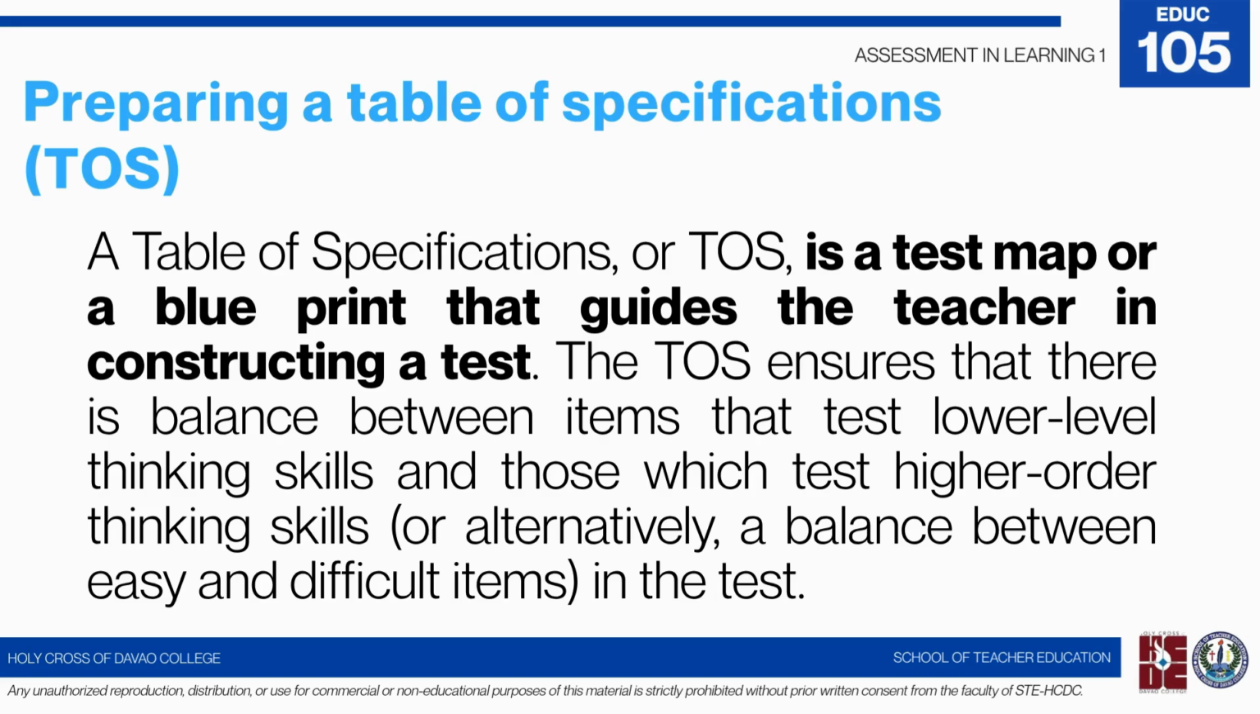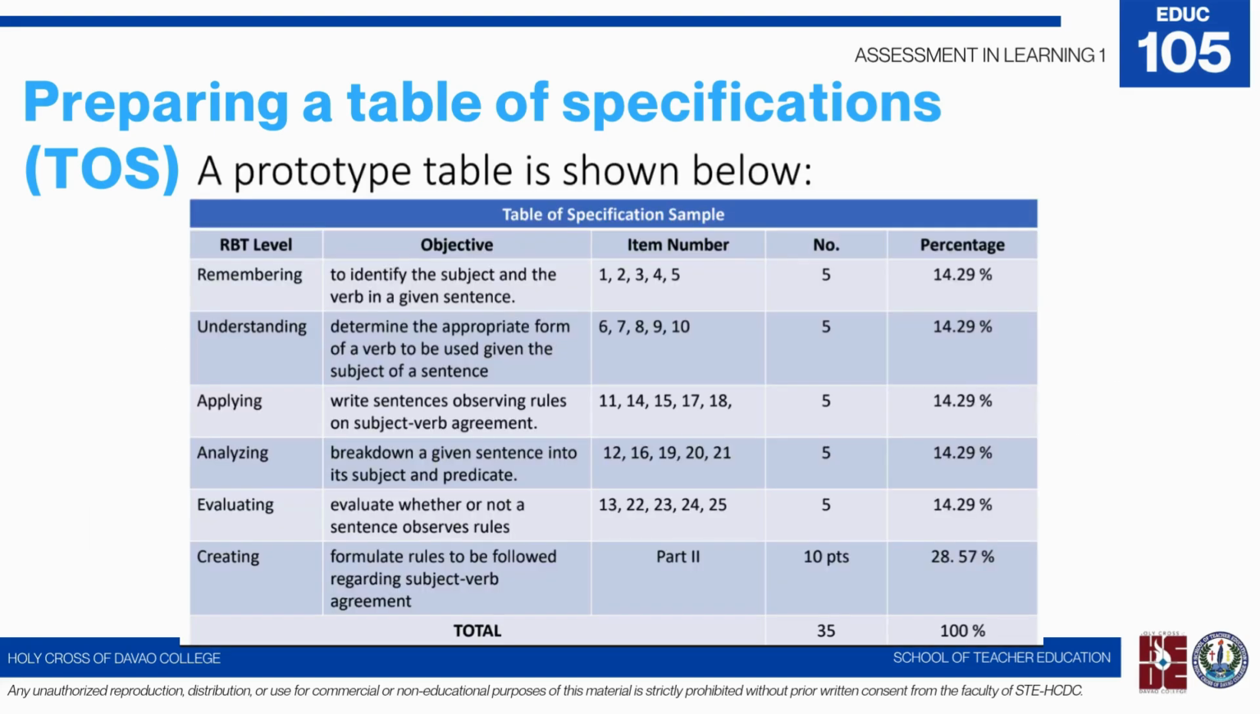And we can create this through what we call a normal curve, okay? So this here is an example of a prototype of a table of specification. In this regard, what is included is the objective, as you can see, not the topic, because we are applying outcome-based education. And the number of items is included, the total number of items, and the percentage as well.